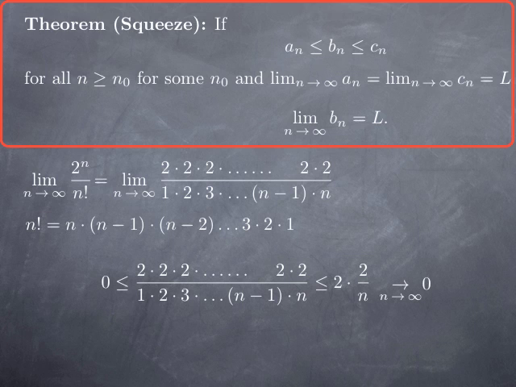And the sequence 4 over n, as n goes to infinity, goes to 0, and therefore my term 2 to the n over n factorial is between 0 and 4 over n, which goes to 0. According to the squeeze theorem, the limit must be 0.